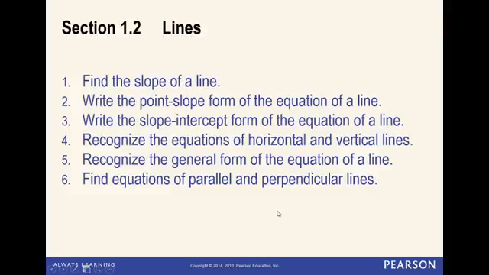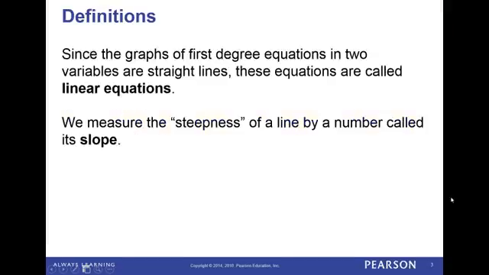There's 6 things. Find the slope, write the point slope form, write the intercept form, slope intercept form. Again, recognizing horizontal and vertical lines. What's the general form of an equation? And finally, how do we think about and write equations of parallel and perpendicular lines? So let's begin.